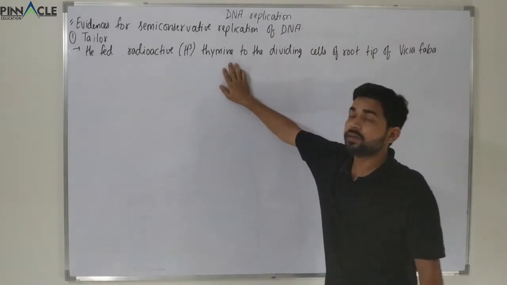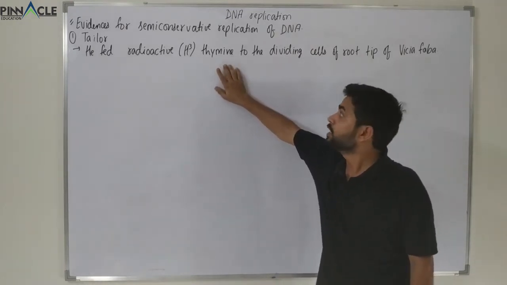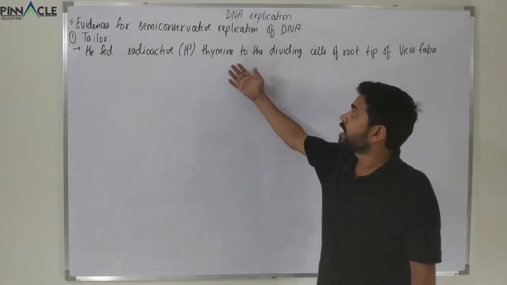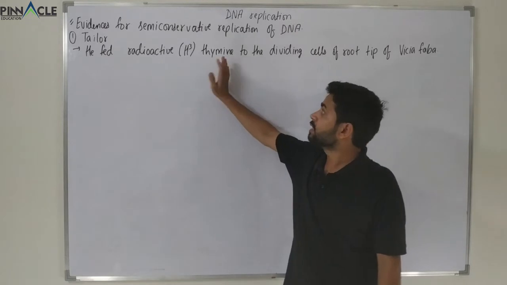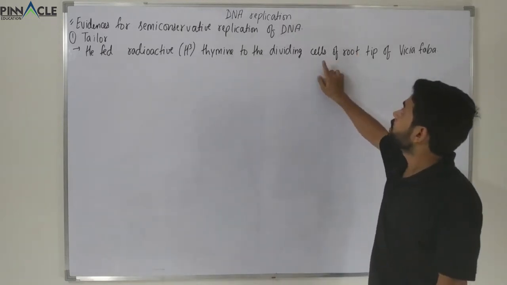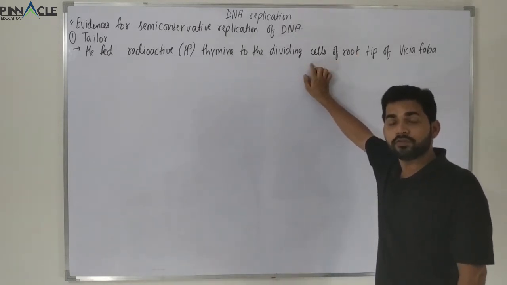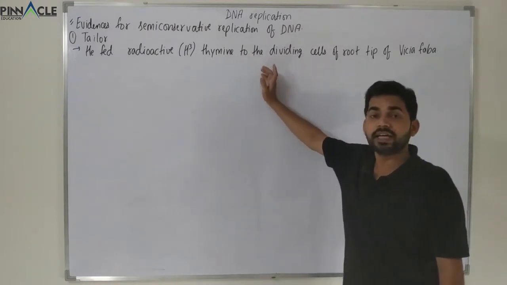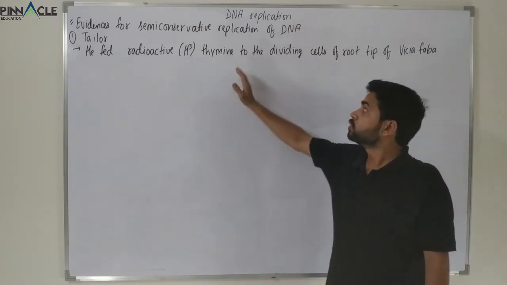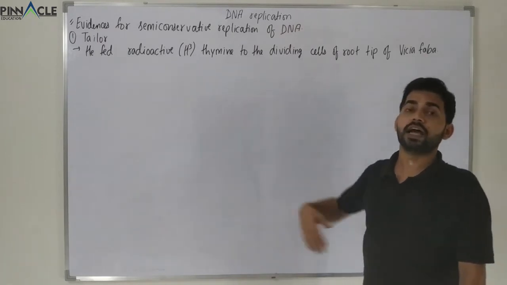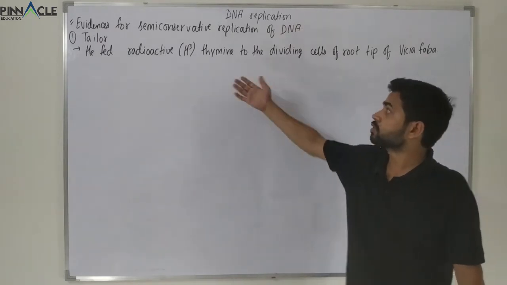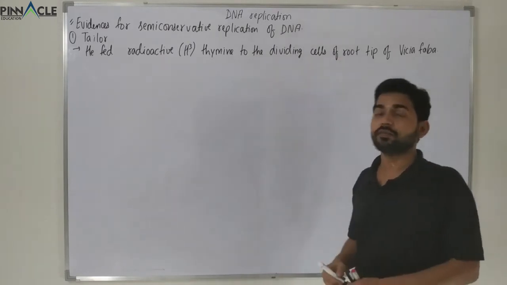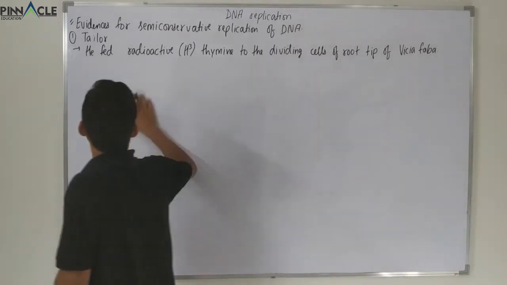Since thymine has hydrogen atoms in it, if radioactive hydrogen is provided, obviously thymine will be radioactive. If that thymine is fed to the dividing cells of the root of Vicia faba, the new cells will have this thymine in their DNA, that is in their chromosomes. Because of the radioactivity present in the root tips, it was proved that DNA replication was semi-conservative.